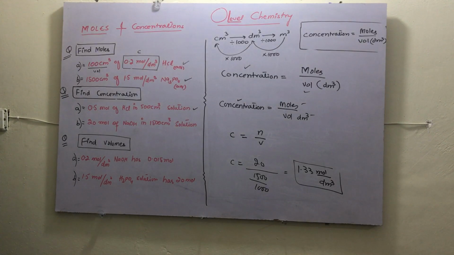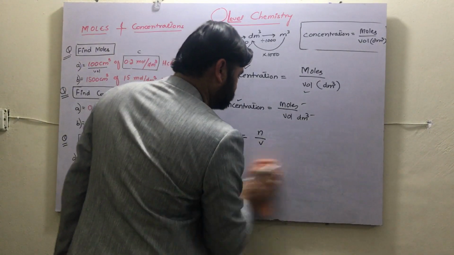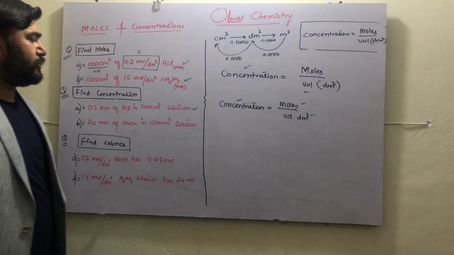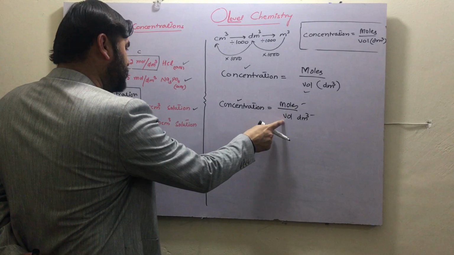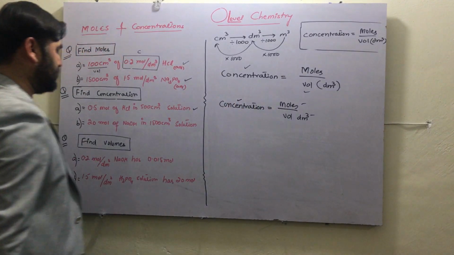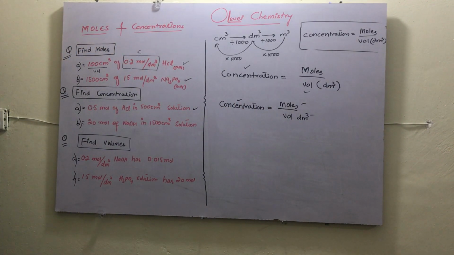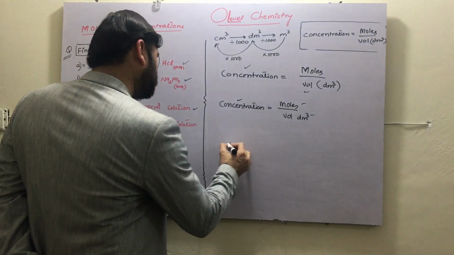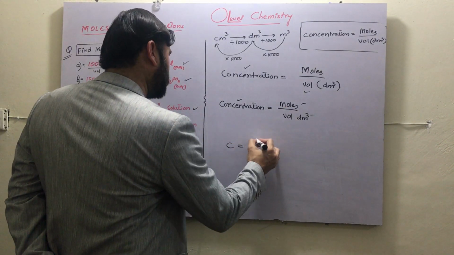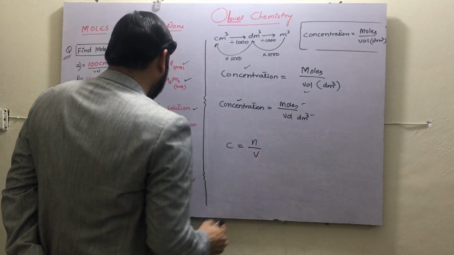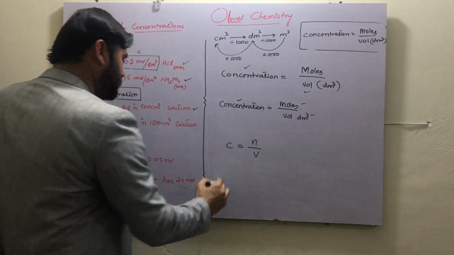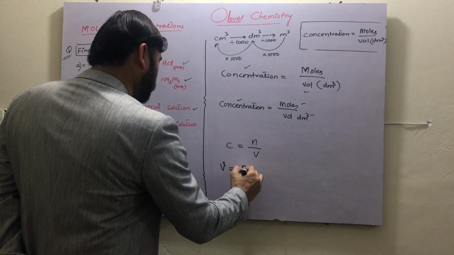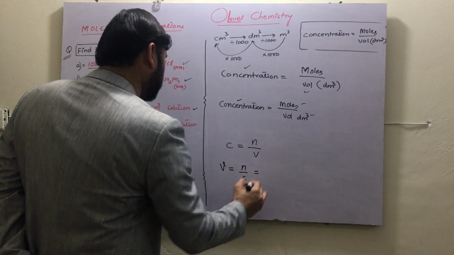Very easy question. Now again, find the volume. That's very easy. Now see, from the same formula, you need to find volume. So you will bring volume over here, and concentration will be there. From the same formula, concentration, mole and volume. Now find volume. You need to bring our volume here. So the formula will be N over C.